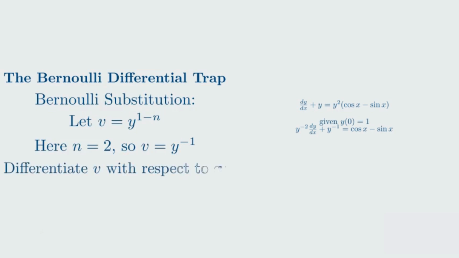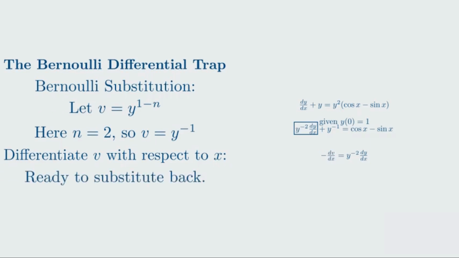Next, we need to find the derivative of v with respect to x, so we can substitute it back into our equation. Using the power rule and the chain rule, dv/dx equals negative y to the negative 2 times dy/dx. If you look closely at our modified differential equation, you'll see that the term y to the negative 2 times dy/dx is exactly what we have, just without the negative sign. So, we can rearrange our derivative to say that negative dv/dx is equal to y to the negative 2 times dy/dx. Now we are ready to substitute v and its derivative back into the equation.